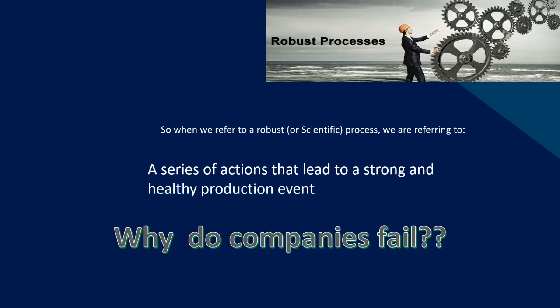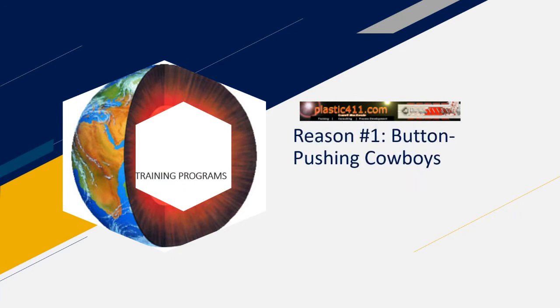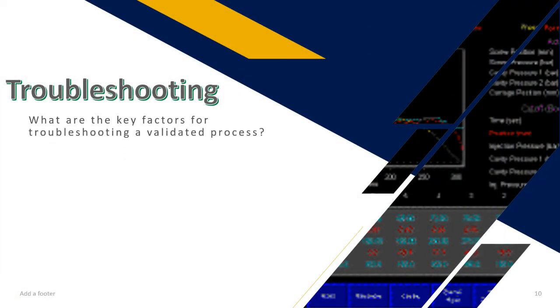So why do companies fail? The biggest reason is reason number 1, the button pushing cowboys. This section is going to go over making adjustments to validated processes. So troubleshooting. What are the key factors for troubleshooting a valid process?